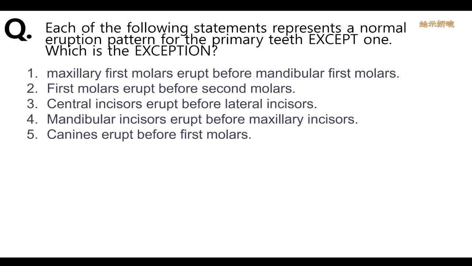Number 1. Maxillary first molars erupt before mandibular first molars. Number 2. First molars erupt before second molars. Number 3. Central incisors erupt before lateral incisors. Number 4. Mandibular incisors erupt before maxillary incisors. Number 5. Canines erupt before first molars. Before we go into the answer, let's review one more time very quickly.